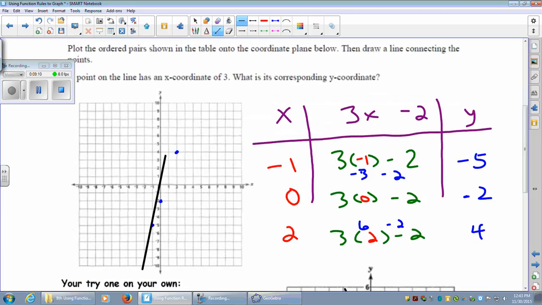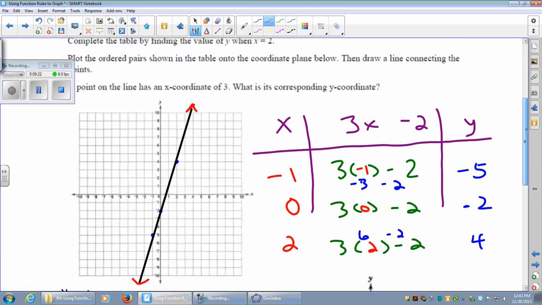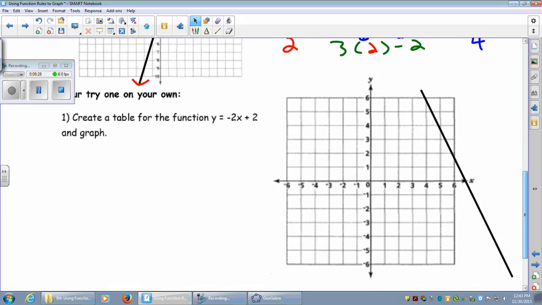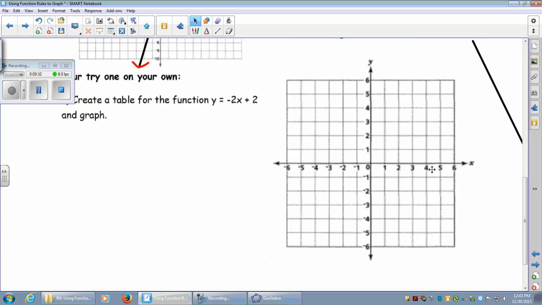Remember, you need a line to show that these are not the only 3 answers to this. This is just the 3 that helped us make our pattern. And remember, to show that it goes on forever, you need arrows. So would you please replicate what we just did twice down here on number 1? When you do this one, though, make sure that you use 3 good inputs or 3 good x values in our domain that are on this graph.